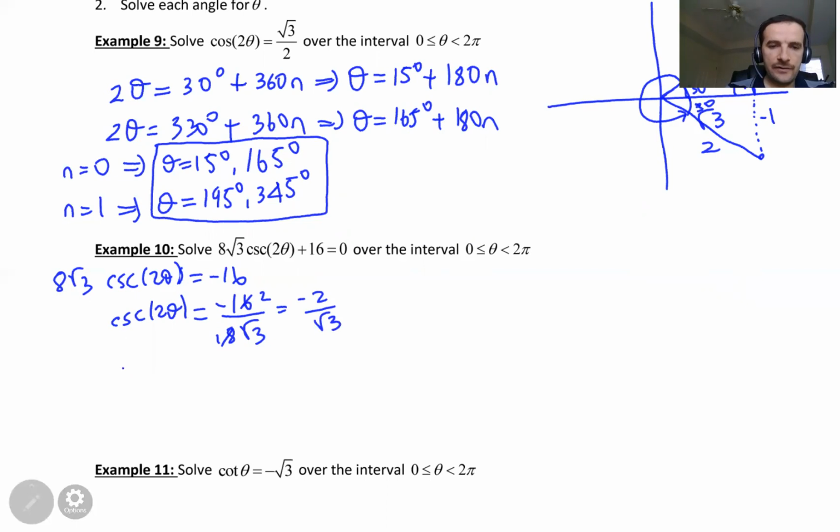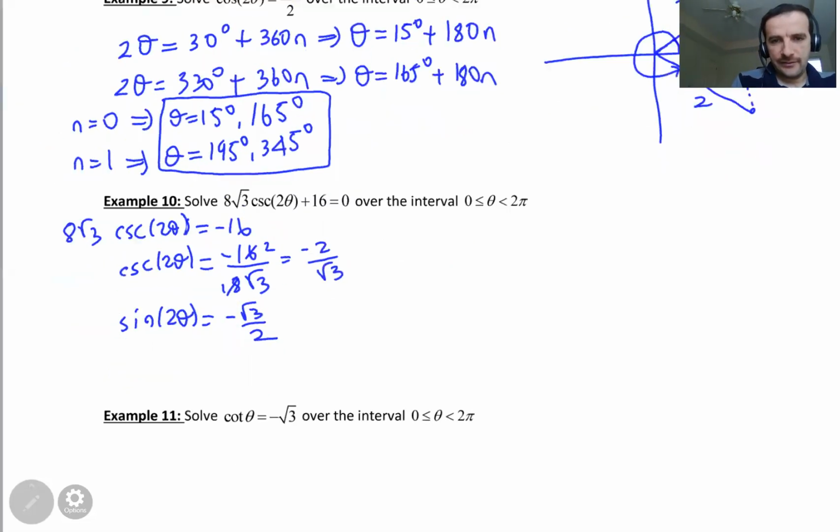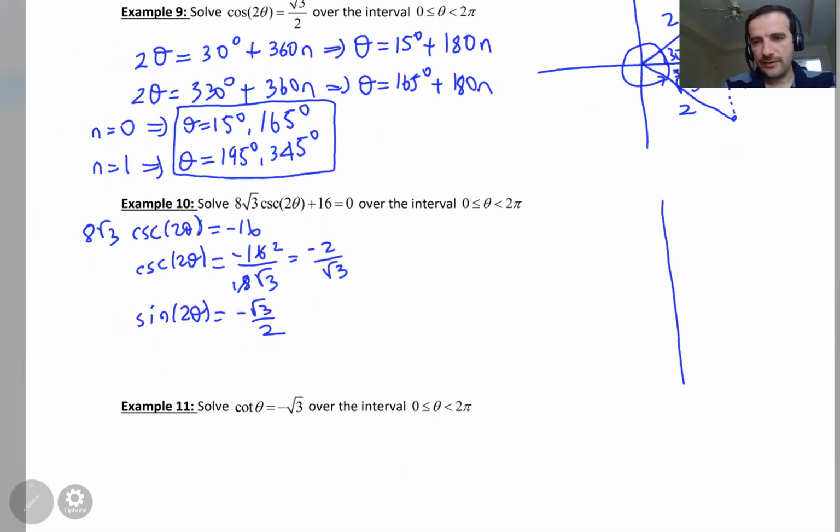Then what is sine 2 theta? Just flip this, guys. -√3 over 2. Sine 2 theta is -√3 over 2. And again, this is a special triangle, right? What is that triangle? Let's try to draw the picture of it. Sine should be -√3 over 2, right? First of all, it should be in the third and fourth quadrants, because those are the quadrants where the sign is negative, right? And I have to use this triangle, right?